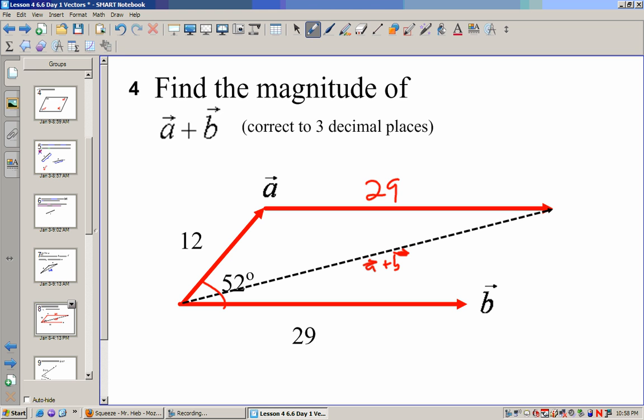Now, if this whole thing is 52, we could find this angle by doing 180 minus 52. So that's going to be 128.